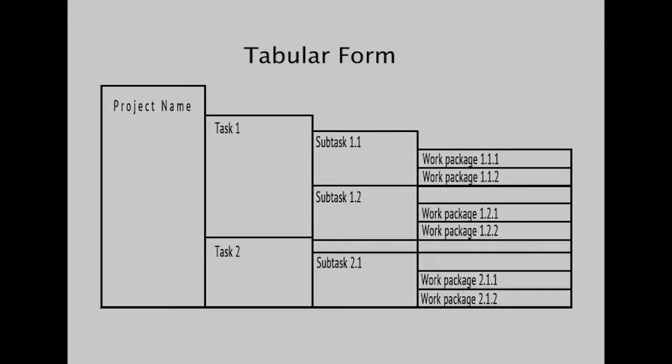The next format is tabular form, that is, it is represented in the form of a table. The project name comes to the left, then the tasks are divided. Here in the picture you can see task 1 and task 2, which are again divided into subtasks, which are again divided into work packages.